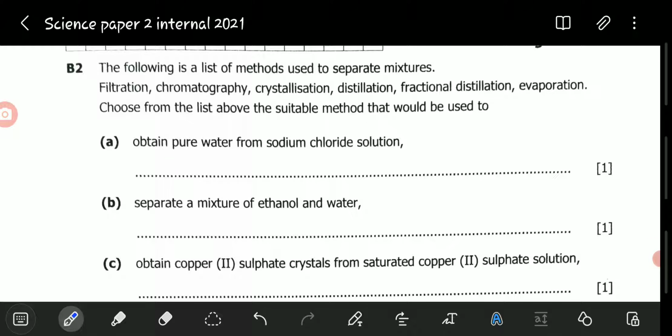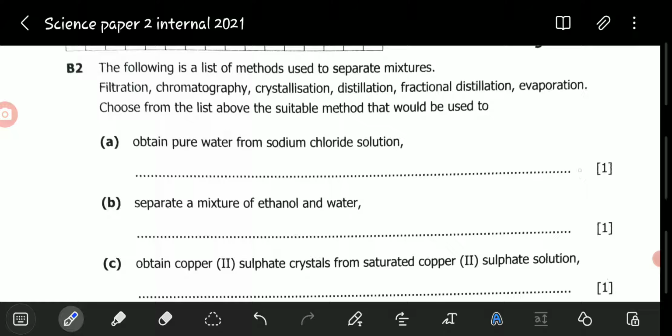In this video, we will be looking at the November 2021 Science Paper 2 question B2. Question B2 is a question that deals with separation techniques.